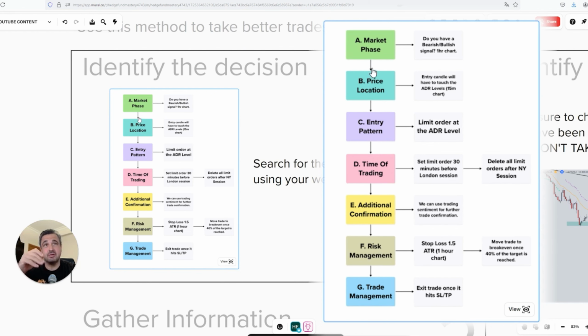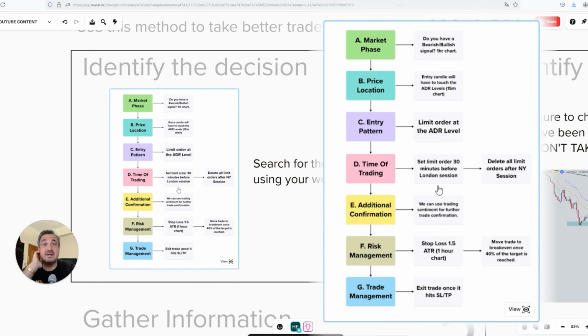And even here with examples, do you have a bearish or a bullish signal on the 1 hour chart? Like decide the market phase. The price location, the entry candle will have to touch the ADR levels, for example. Entry pattern, limit order at the ADR level. This is a simplification, by the way. If you try to copy that and put it into action, you will not be successful. So don't even bother. Create your own. Stop copying somebody else, okay?